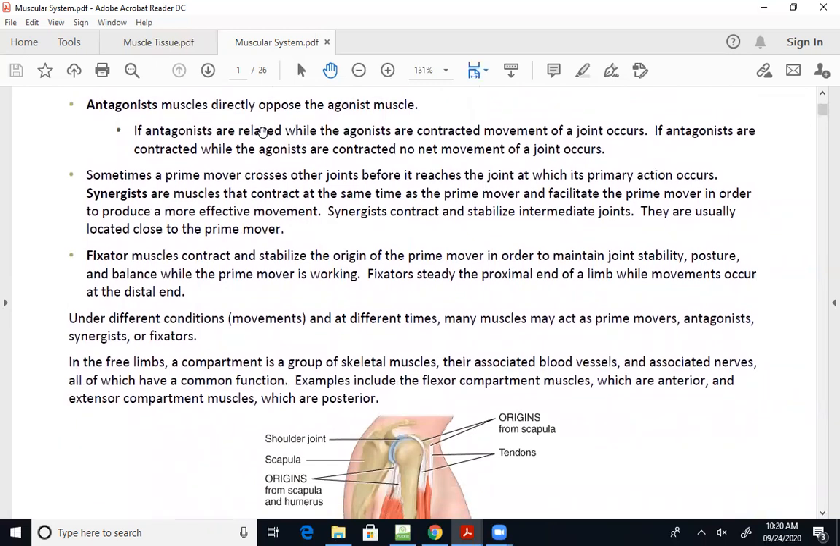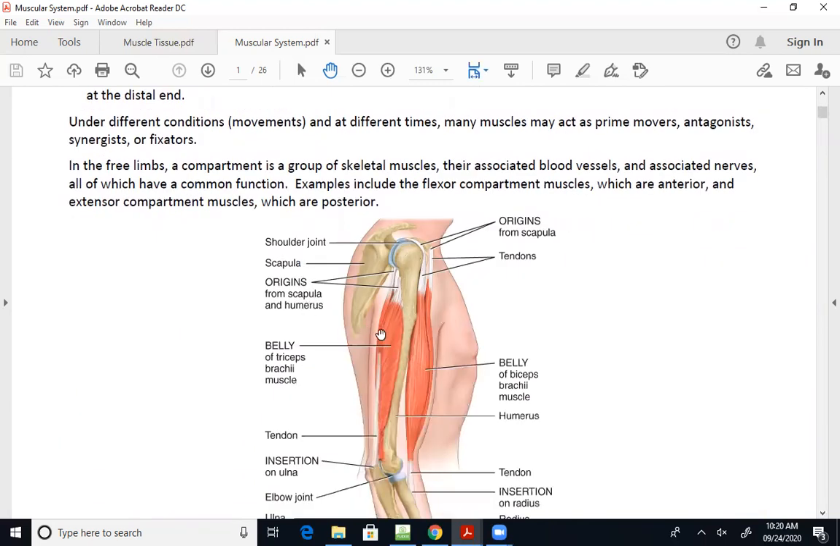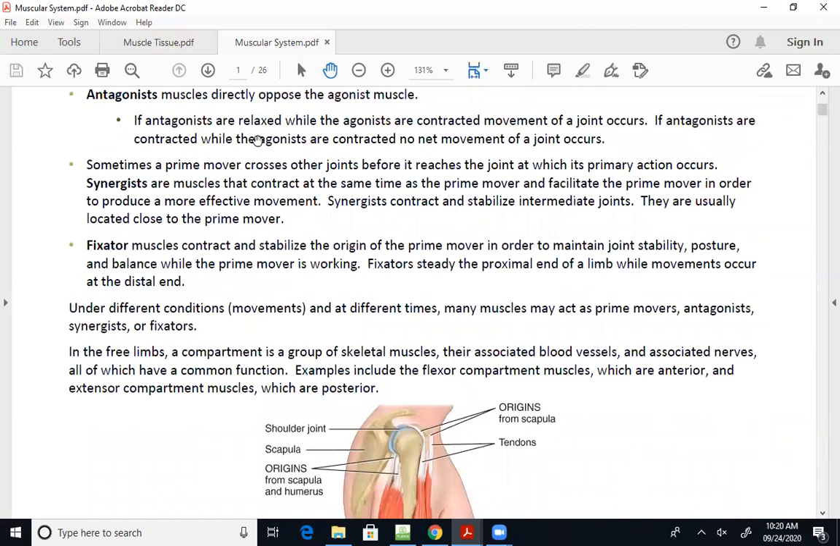Whereas the triceps in that example would be an antagonist, the muscle that directly opposes the agonist. Now, if antagonists are relaxed while the agonists are contracted, movement will occur. Okay, we can't have these contracted at the same time, because if they are, no net movement occurs for the joint, because they cancel each other out.